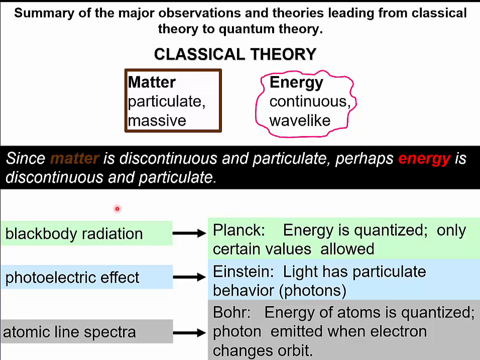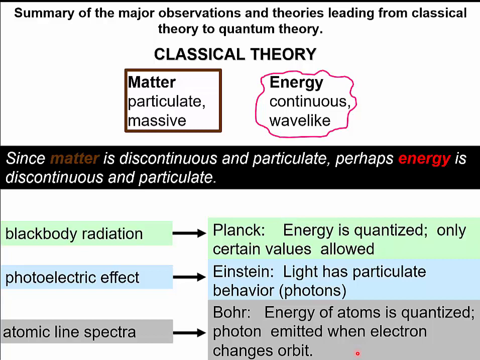We've got the black body radiation experiments, and that was Planck showing that energy is quantized and that only certain values are allowed. You could also throw Bohr in there as well if you wanted to. You've got the photoelectric effect from Einstein, which shows that light has particulate behavior. It can act like a ballistic photon or a ballistic particle. And then you've got the atomic line spectra from Bohr showing that the atom's energy is quantized and that a photon is emitted when an electron changes orbits.